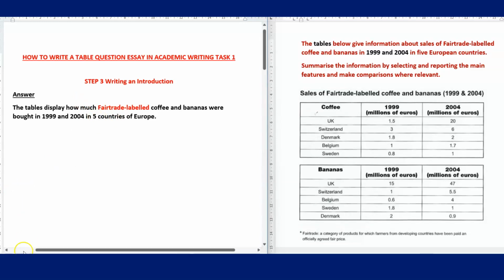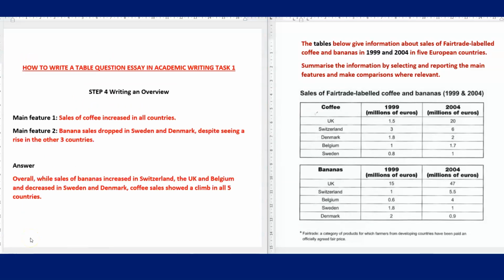So let's move on to the next step, which is writing our overview. The overview is our second body paragraph. The first paragraph is the introduction, and the second paragraph now is the overview. When you are writing the overview, you are only reporting on the main features that you can see within the table. You're only giving the general information that you saw in the table.